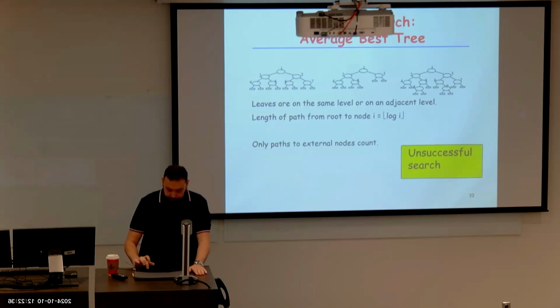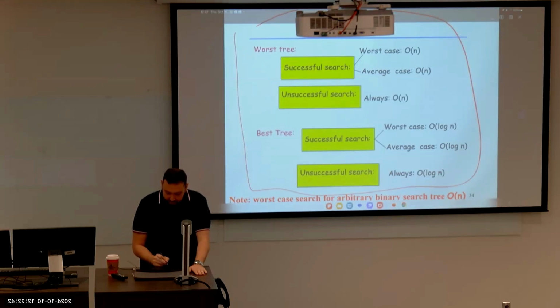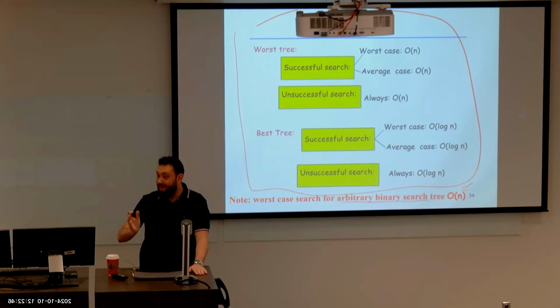Very good. So this is a summary for you guys. The worst case search for an arbitrary binary search tree is going to be O of n, as many of you said.